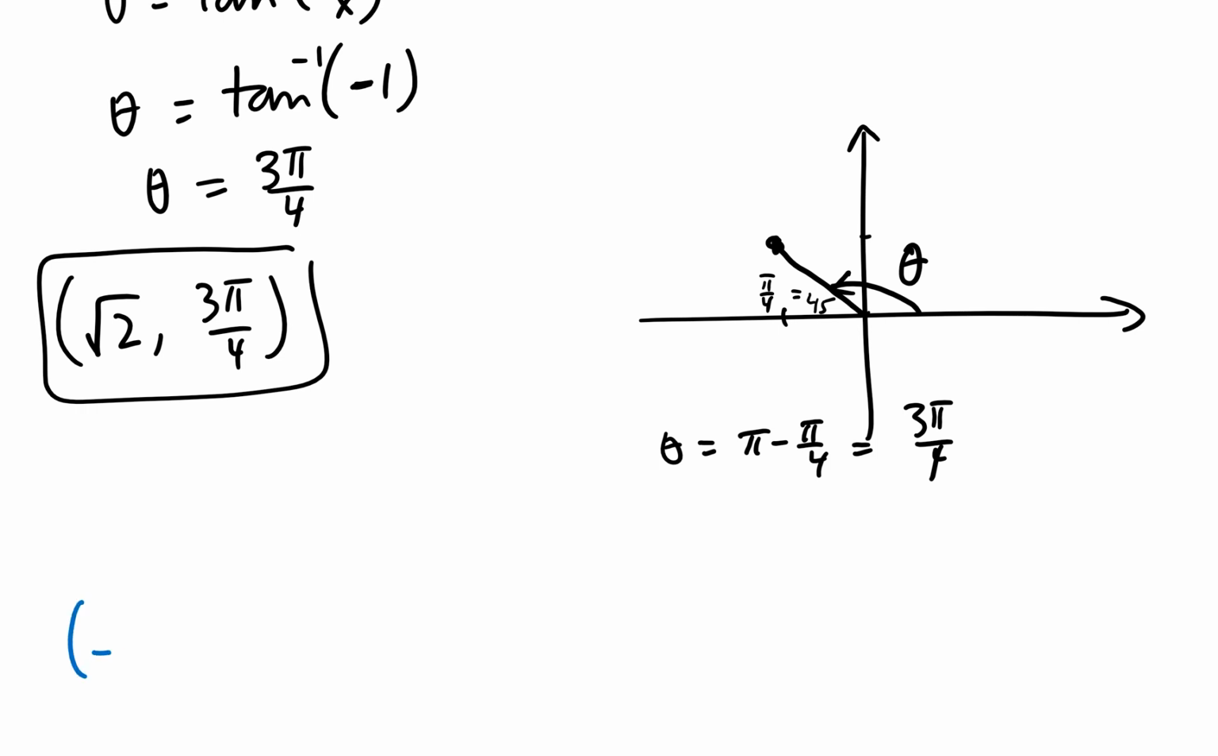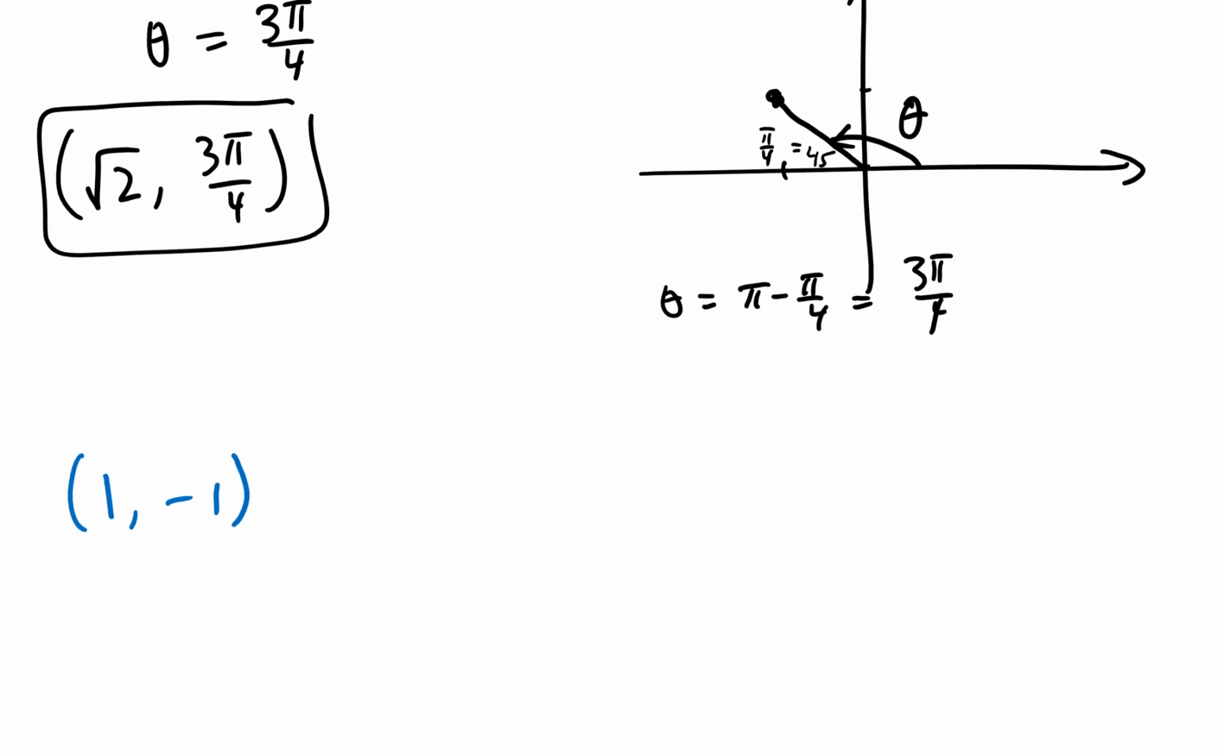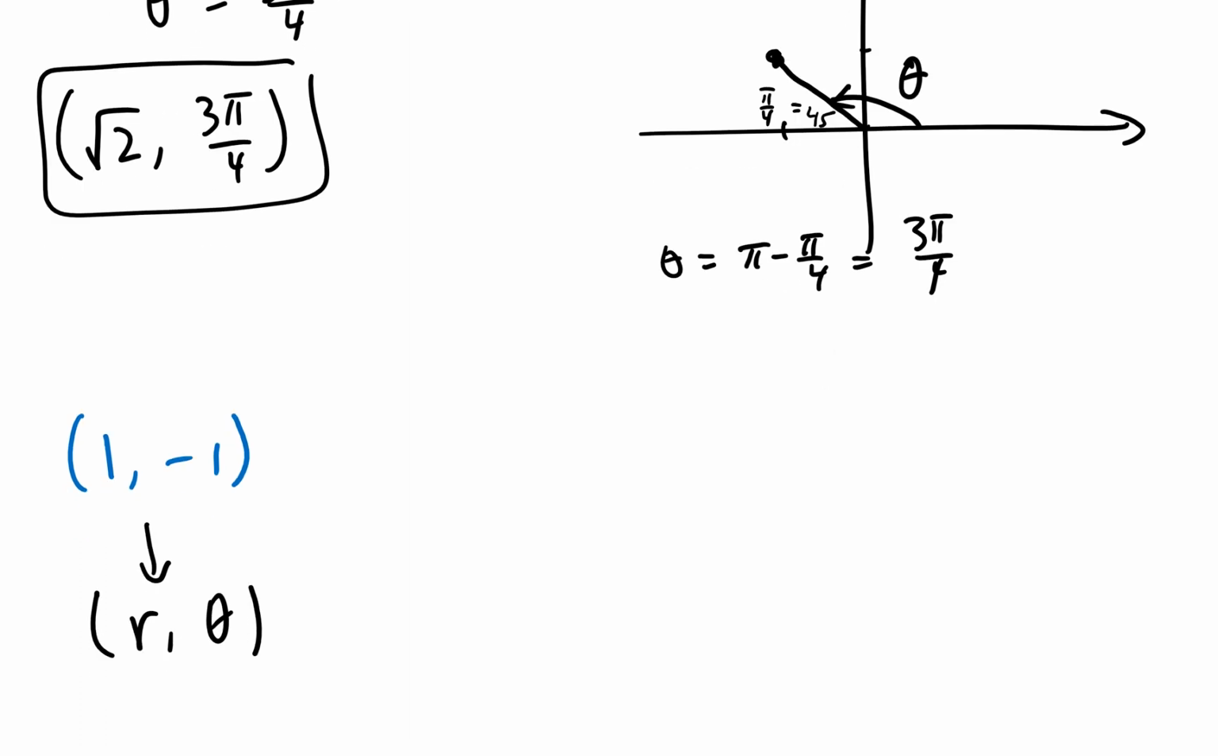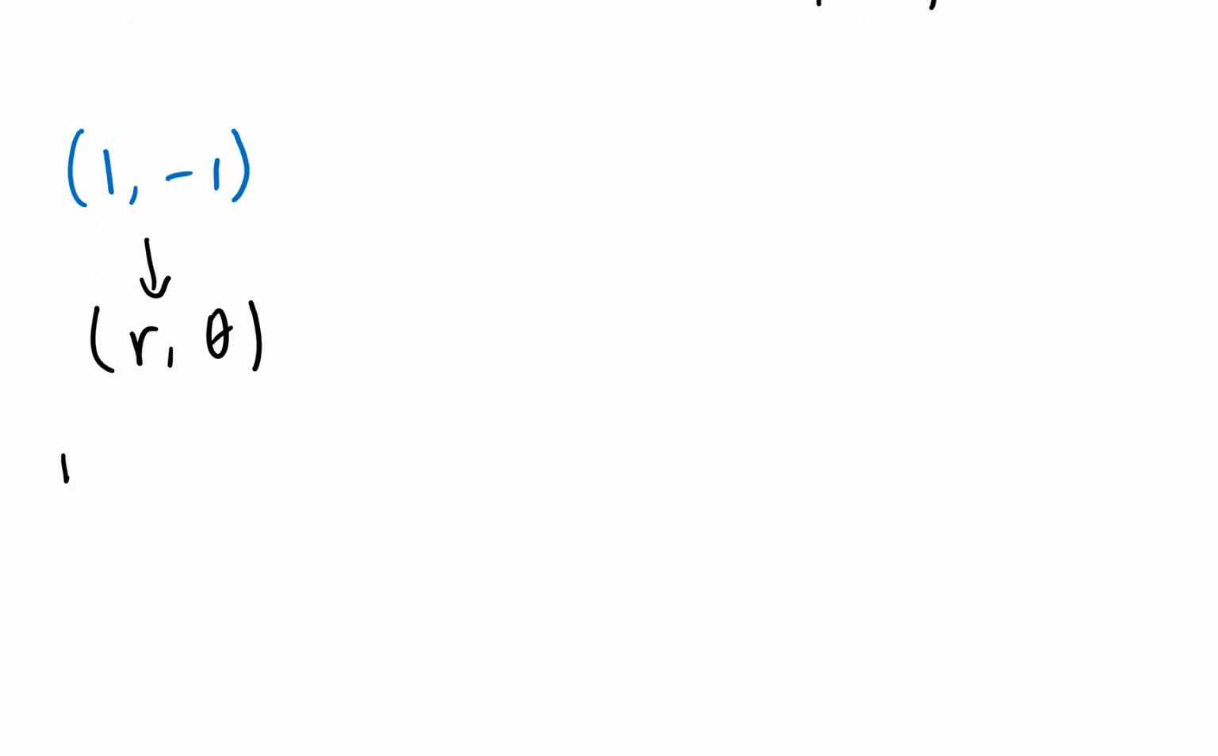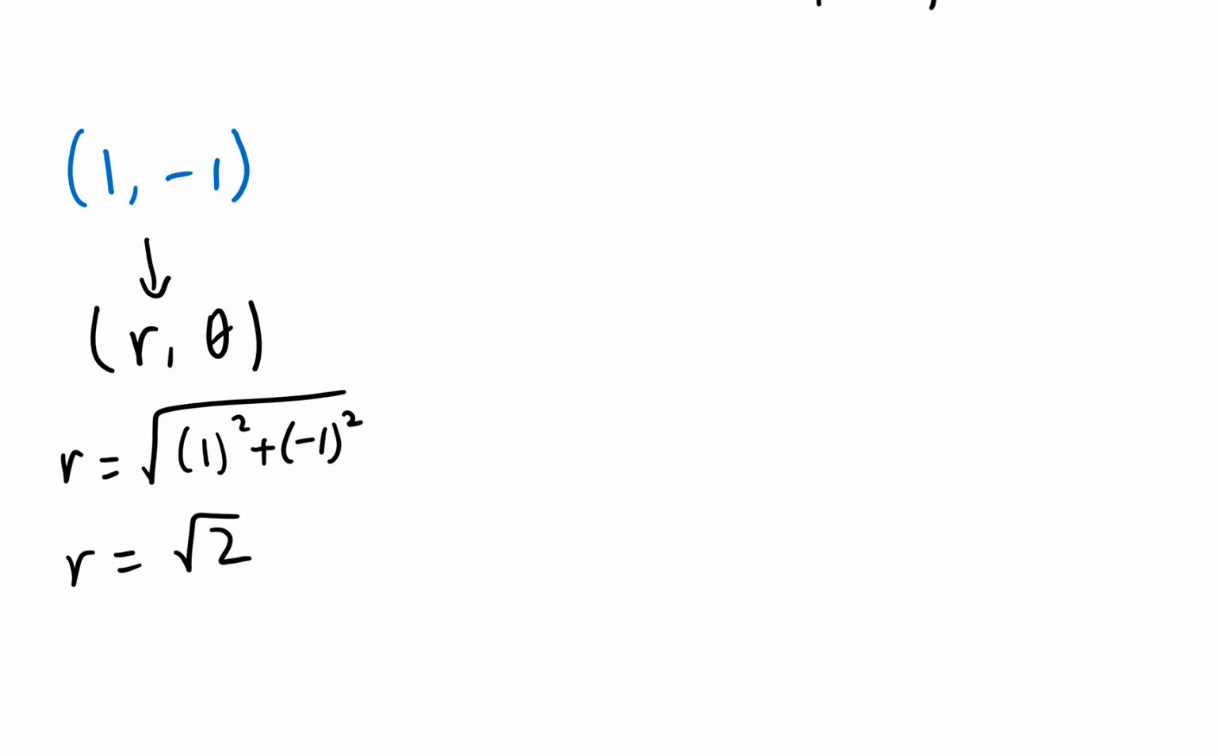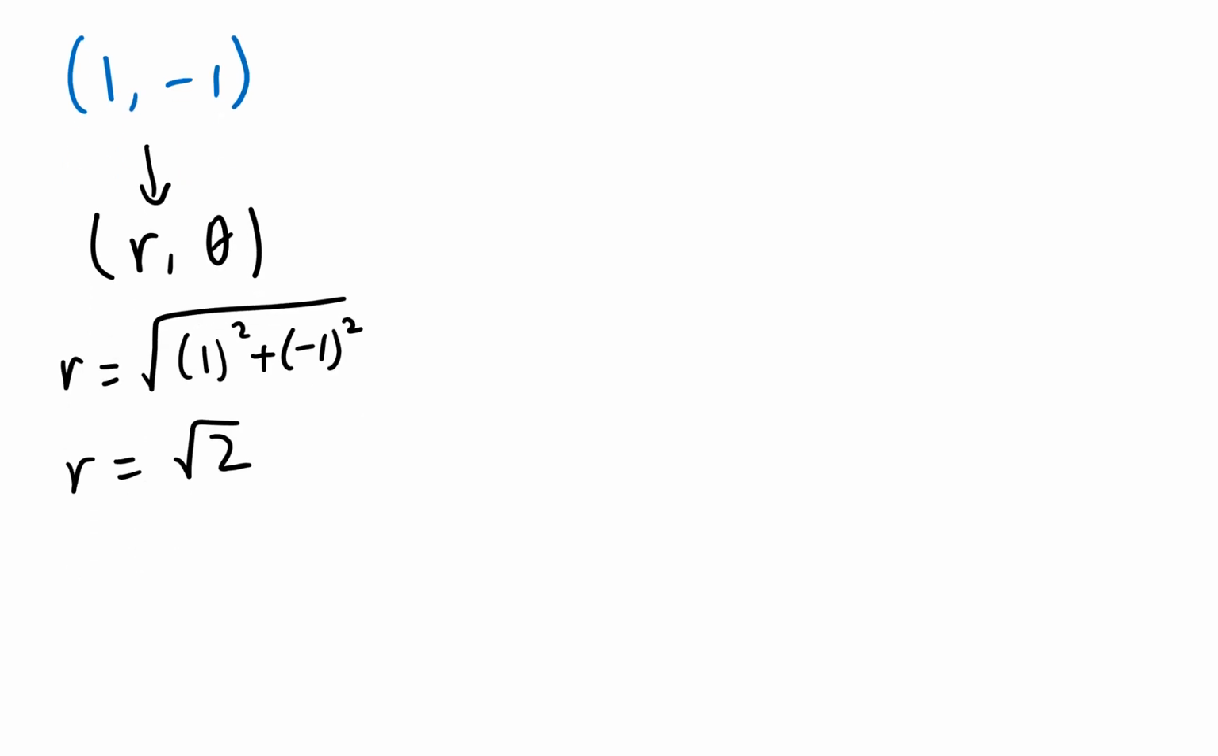Since we were working on the other one that I put in the other quadrant, let's do it: 1, negative 1. So another example, we would like you to write it as r comma theta. First, we find r, which is the square root of 1 squared plus negative 1 squared. So r is the square root of 2. Then we need to find theta. Theta is tan inverse, again, of negative 1.